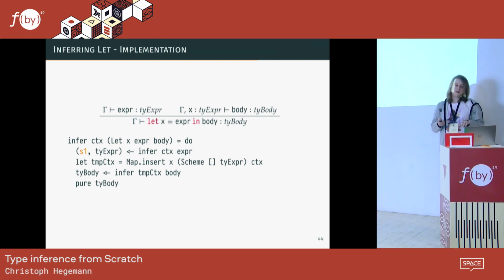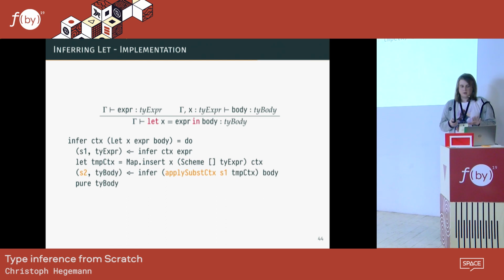Right? So we get a substitution back when we infer the expression. We get a substitution back when we infer the body. But before we do that, we need to apply the substitution to the context here. So in case we learn anything about type variables while we infer the expression, we want to make sure that's available when we infer the body. And then we need to return the composition of the two substitutions we found so as not to lose any information.